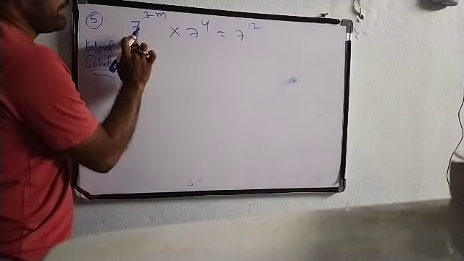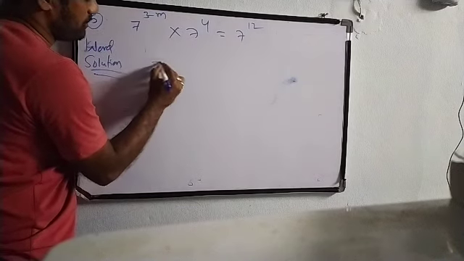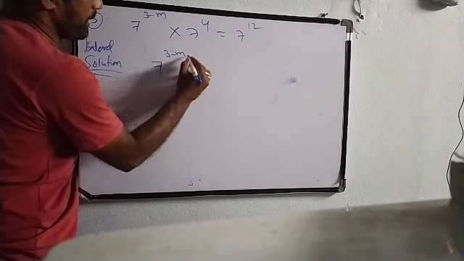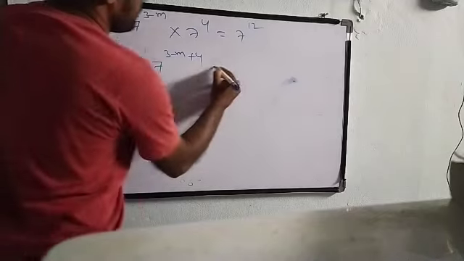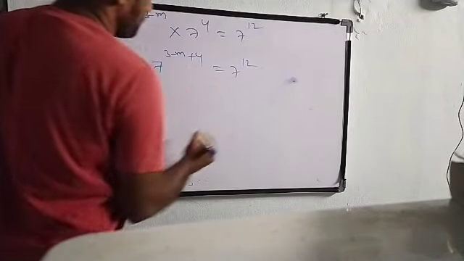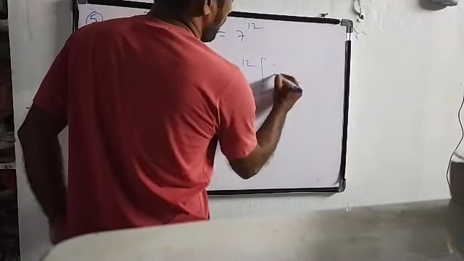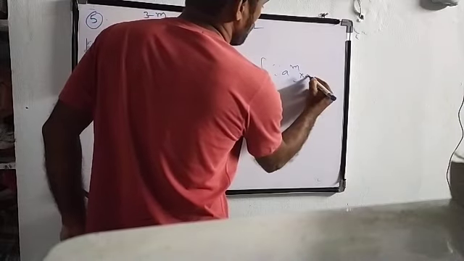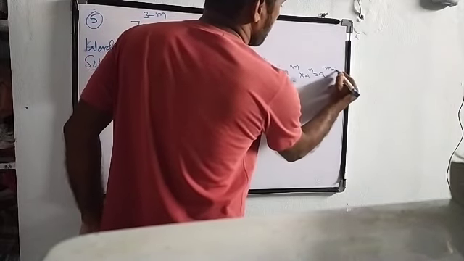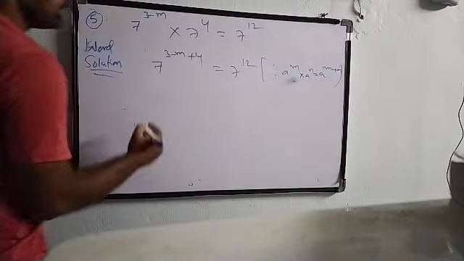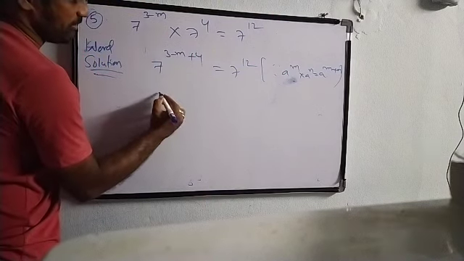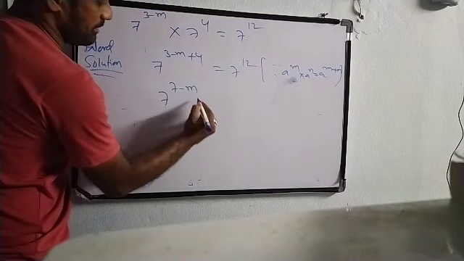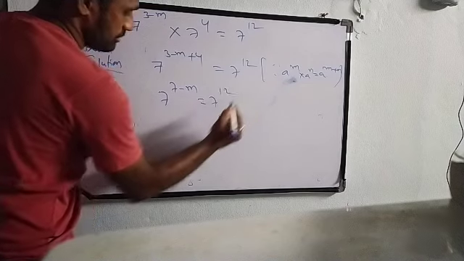So it is looking like a power m into a power n, which is nothing but a power m plus n, is equal to 7 power 12. So we have used the law a power m into a power n, which is a power m plus n. So 3 plus 4 is 7. So 7 minus m is equal to 7 power 12.